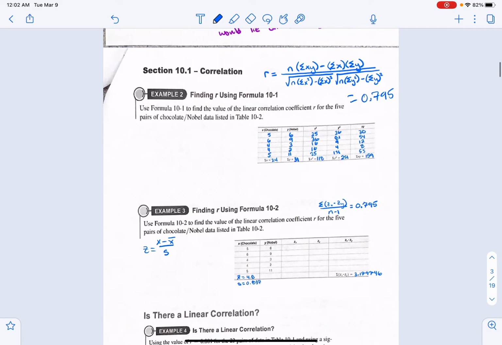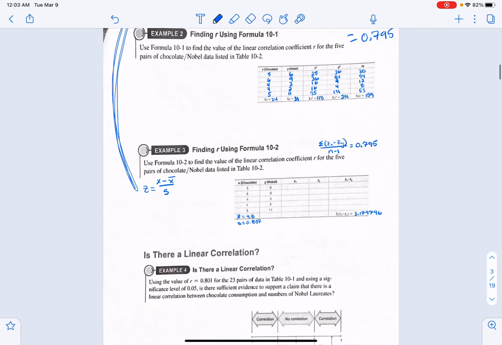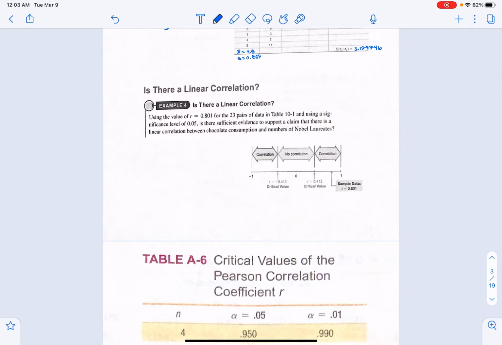I'm going to wait to do example 2 and example 3 with you in class because those show you how to use these two different formulas to find that correlation coefficient R. It's a big long table that you have to do, so we're going to go through that real quick tomorrow. But skip down to example 4, which shows you a quick check of how you determine what is a good enough R.